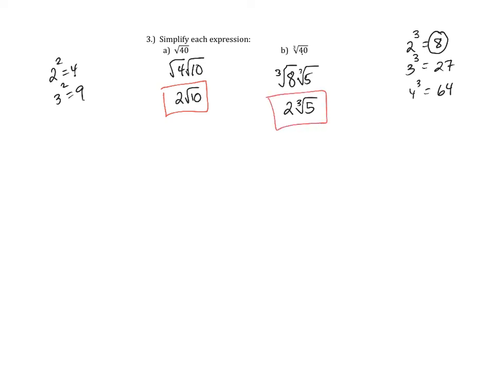So you're looking for what type of root do I have, and then I need to think about those perfect cubes. If it's a square root, that 2 is not written, it's assumed, and we're looking for perfect square factors of our original radicand.